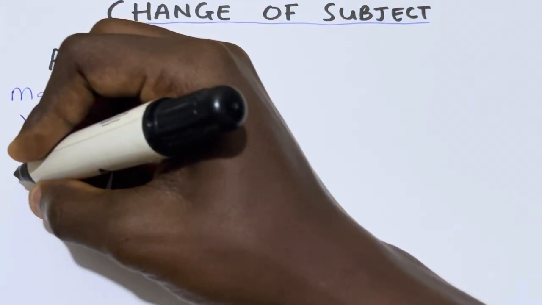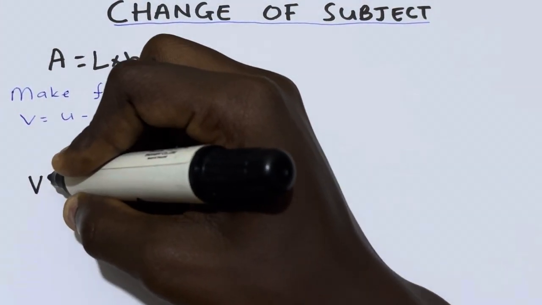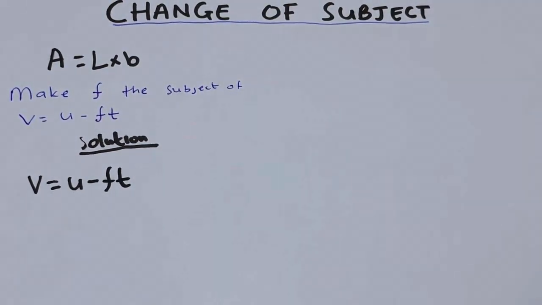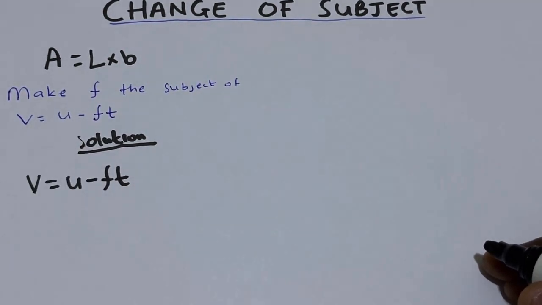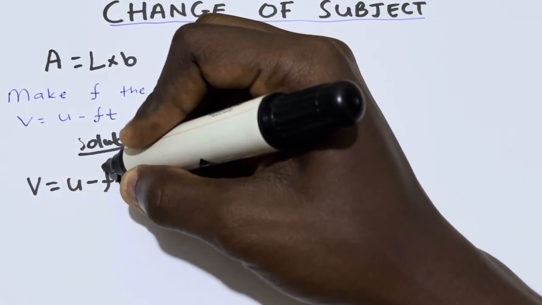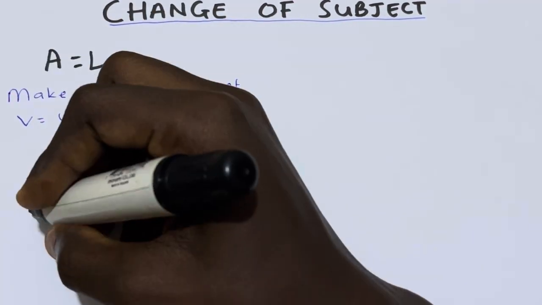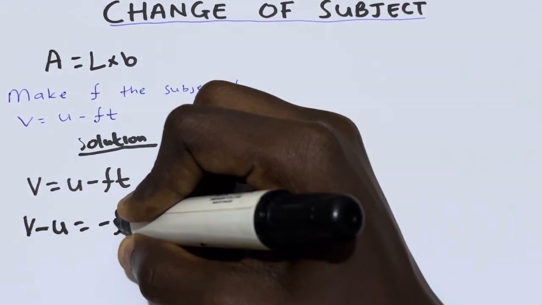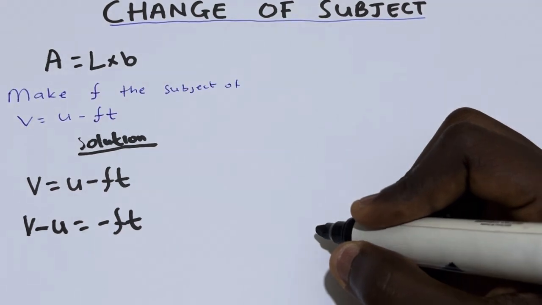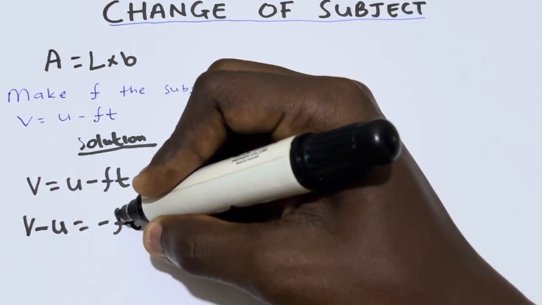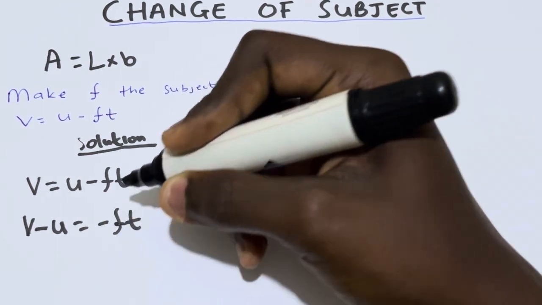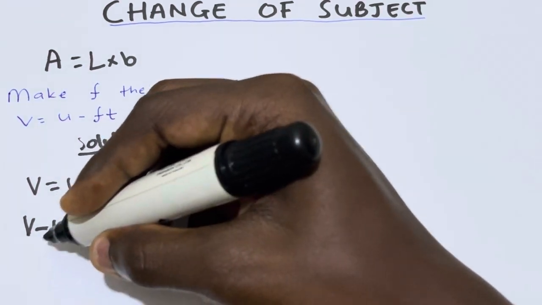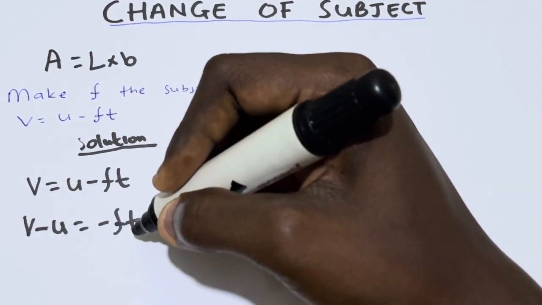So we can write v equals u minus ft. So we have to make the ft stand on its own. Are you getting it? Move the u to this side. So you have v minus u equals minus ft. And to make the f the subject, as in a being the subject in the area form, you need to divide both sides by -1 and t.